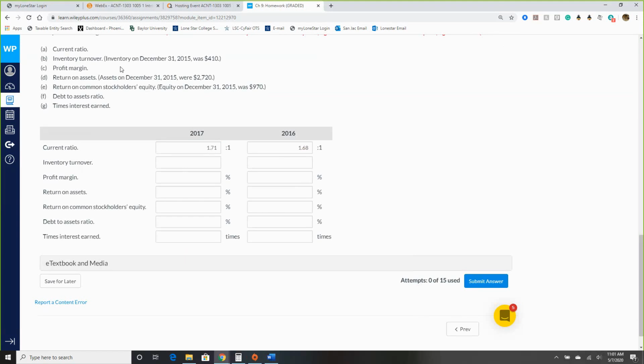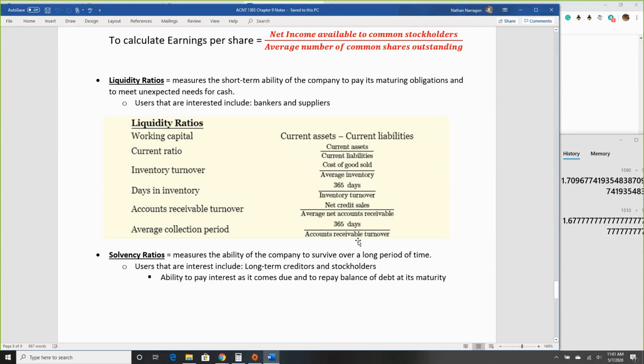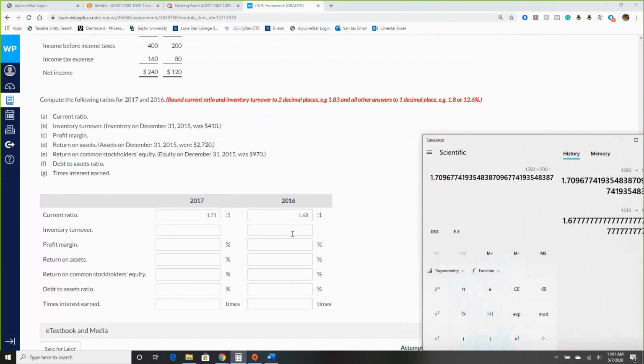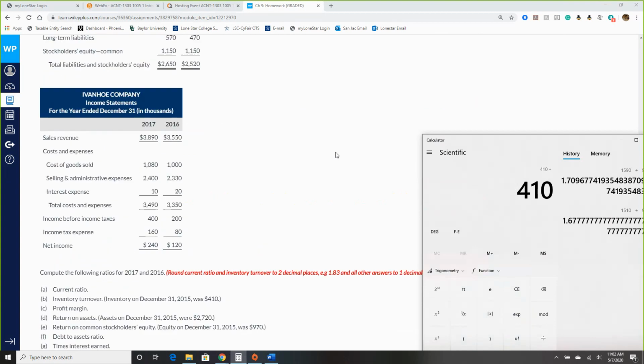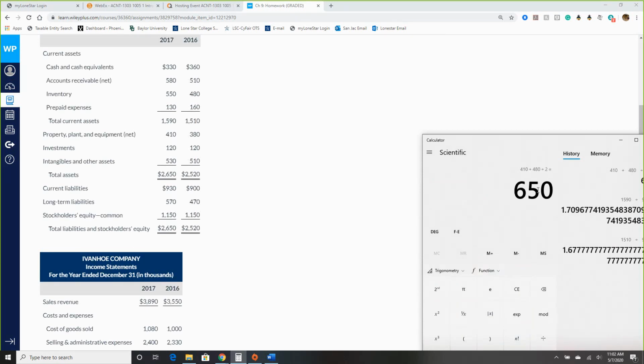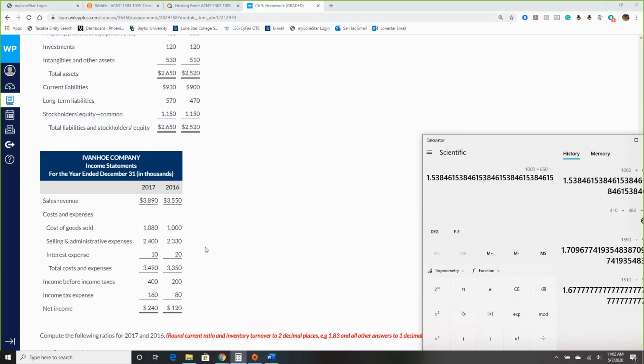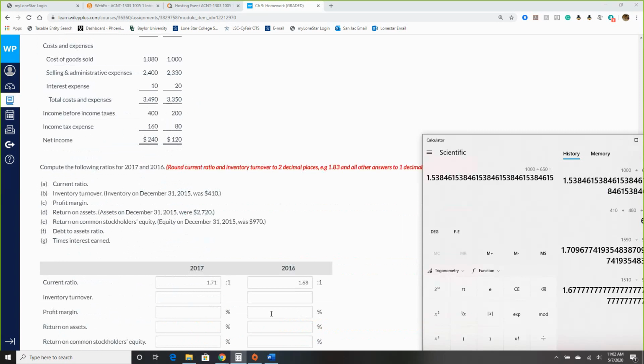Okay. Next is inventory turnover, which is cost of goods sold divided by average inventory. They actually give us that the inventory for 16 started out with 410. We take its inventory, which is 480, divided by 2. So the average is 650, and divide that into cost of goods sold. So we'll end up with 1.54.